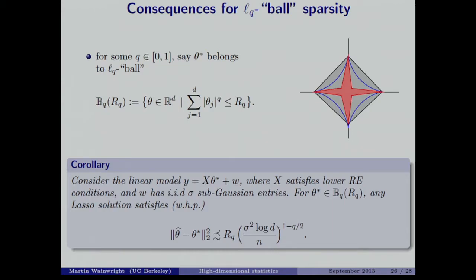It implies that the L2 error of any solution is at most the radius of your ball. That makes sense. As the ball gets bigger, you have more vectors that you might have to estimate. Then you have a noise variance. You should pay a price if you have more noise. And then you have the logarithm of the dimension over n, and you have an exponent, 1 minus q over 2. That exponent ranges from 1 if q is 0, to a half if q is 1. So your rate slows down. The exponent gets smaller as your sparsity model degrades.